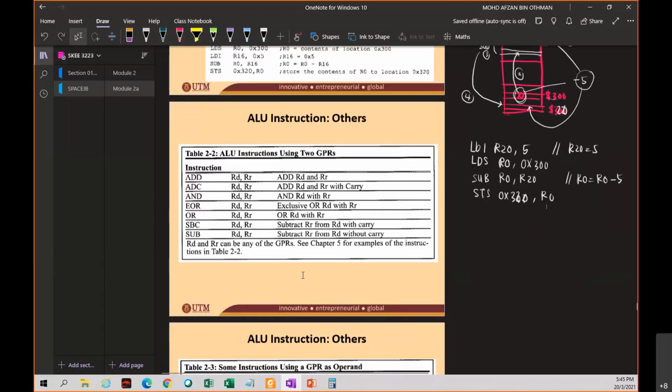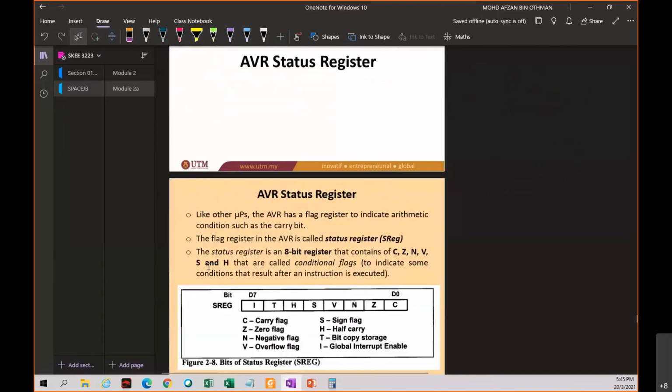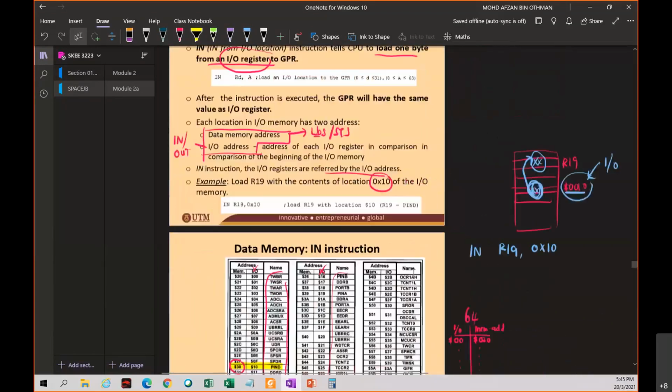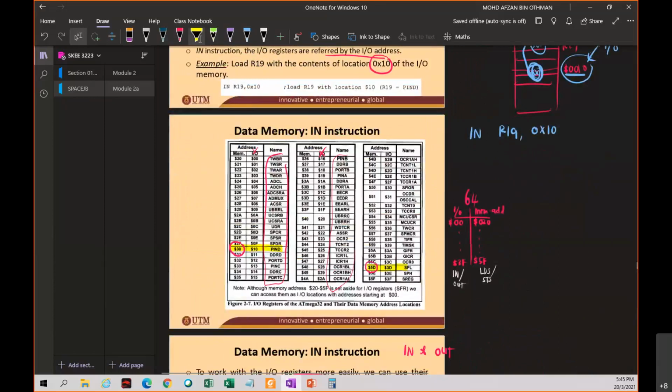Okay, so now the last slide here that I'm going to show you is the AVR status register. So this is more important. Kita punya AVR status register ni ada dalam kita punya IO register dekat sini.